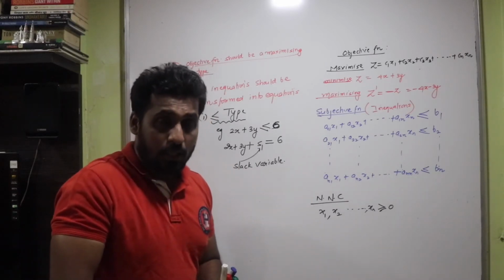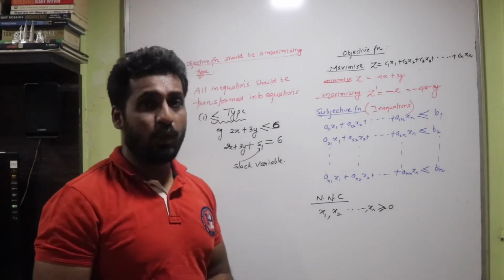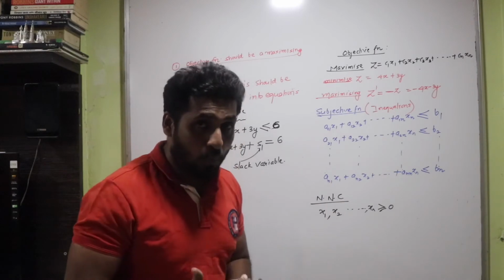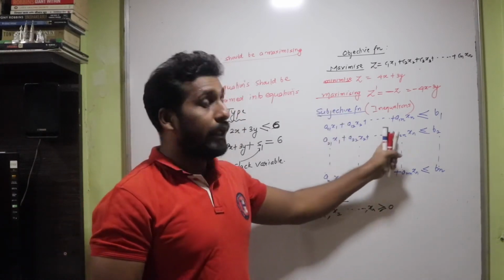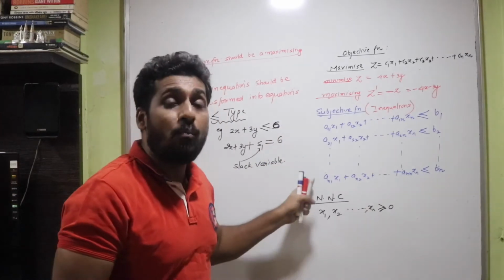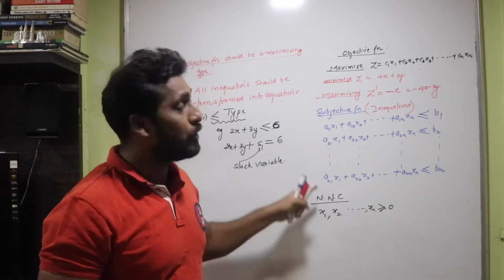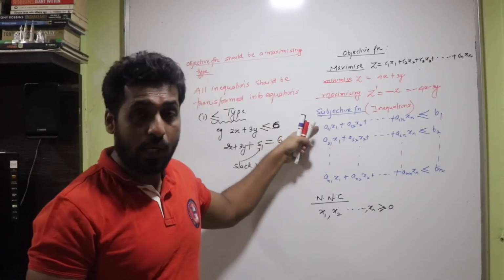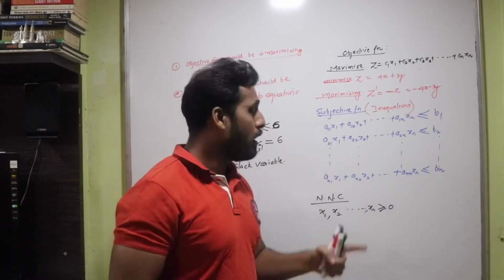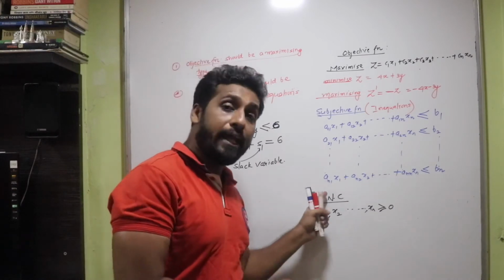As many inequations, that many slack variables will come. So if I have n number of inequations and all inequations are of less than type, then obviously I will need n number of slack variables to be added. So the first slack variable to the first inequation, second slack variable to the second inequation, and so on, the nth slack variable to the nth inequation.